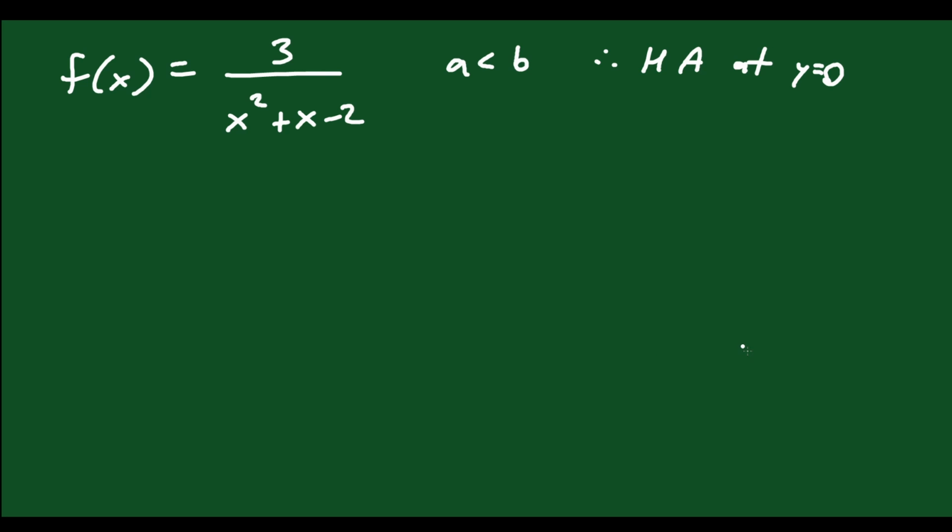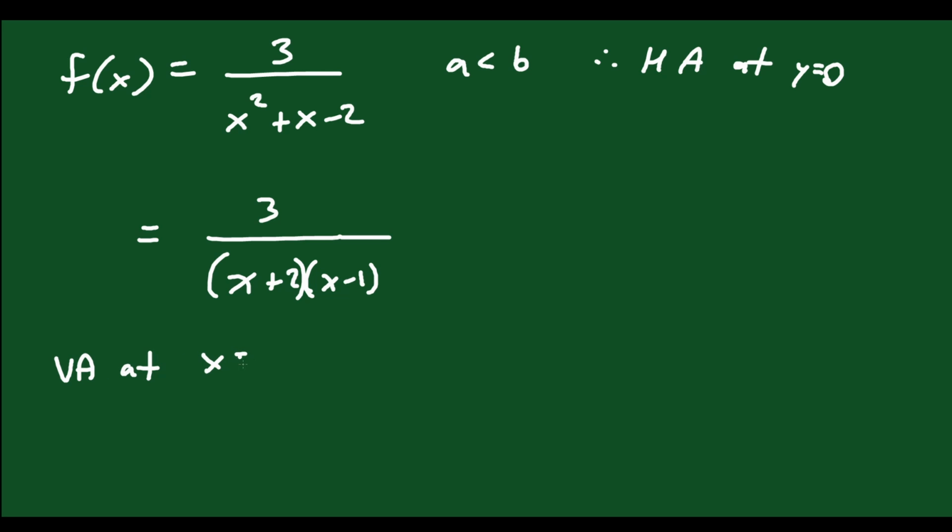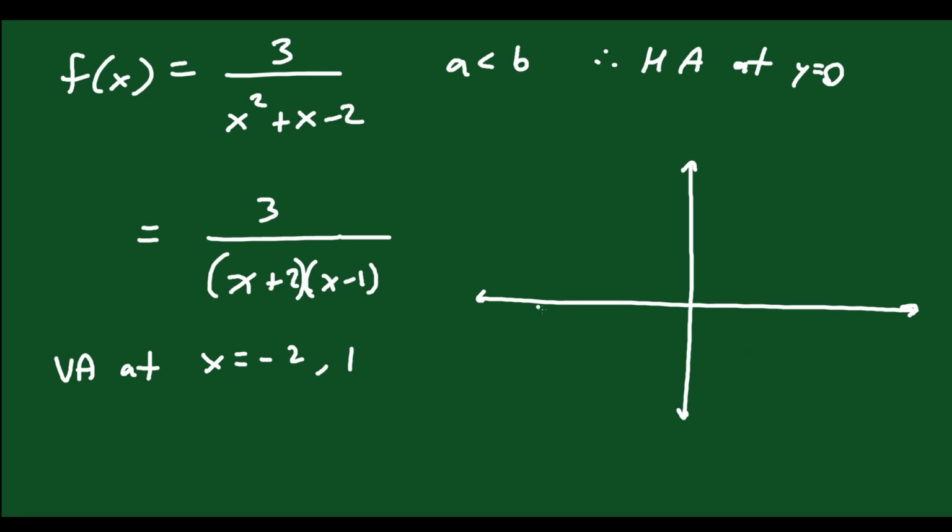So what do we have? Well, let's factor the bottom. You'll have 3 over x plus 2, x minus 1. Same as the last couple, keep it simple. And that means we have vertical asymptotes at x equals -2 and at +1, right? And there are no holes, nothing cancels out. So if we're going to graph this, what do we have? -2, 1. So you got your asymptote there, you got an asymptote here, and a horizontal one at 0.